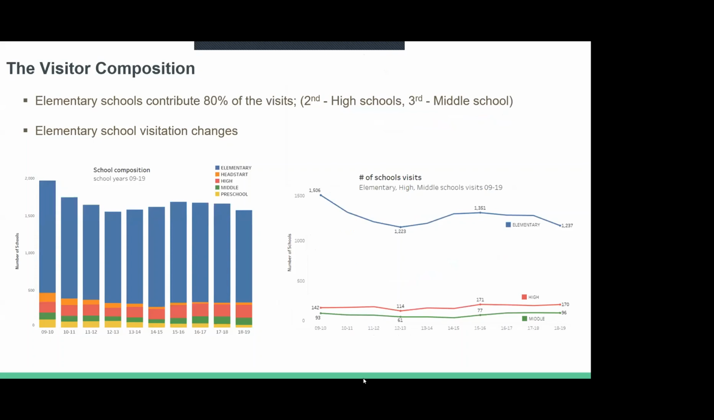So on the visitor composition, the vertical bar chart at the bottom left shows the 5 types of school, represented by different colors in each year. As we can observe, the elementary schools, in blue, were the major contributor. In fact, they account for 80% of the total visits. High schools and middle schools are the second and the third. The bottom right line chart shows the number of school visits throughout the 10 years for the top 3 school types. As we observe, the high school and middle schools are relatively consistent, even with a slight increase. The elementary schools trend is very similar to the overall trend that we see from the previous page, which means most of the influence on the school visits is from elementary schools for sure.